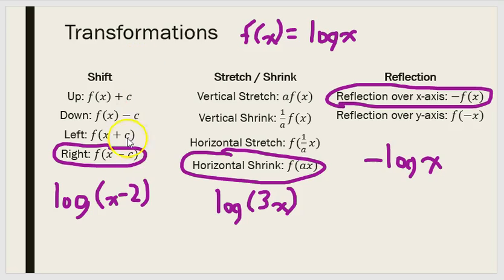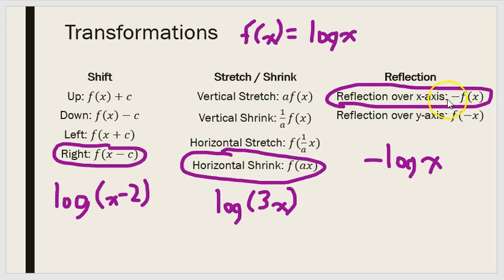So when you see numbers being added or subtracted, these are your shifts either up, down, left, or right. Don't forget that the horizontal shifts, the ones that are inside the parentheses, do go backwards from what most people expect. So having a minus actually means it's going to the right 2 units. For the stretches and shrinks, these are caused by having a number multiplied. If it's a number inside the parentheses, again, this will be backwards. So having something like log of 3 times x actually means that it's a shrink by 1/3. So you take the reciprocal of this number for the horizontal stretches and shrinks.